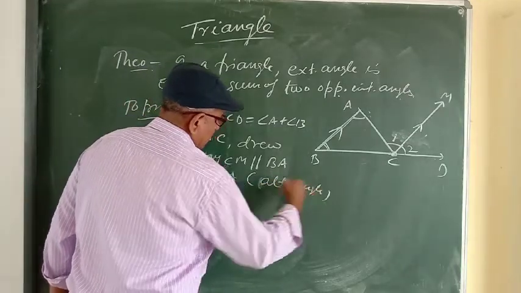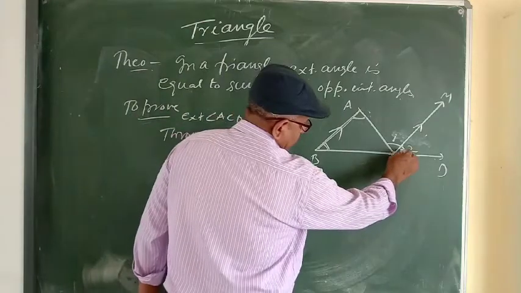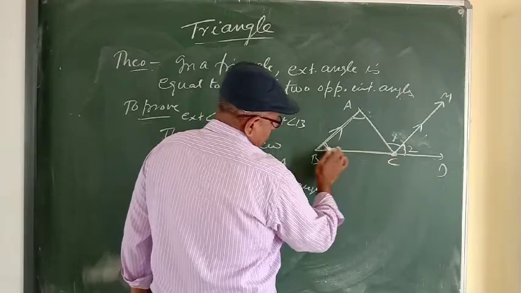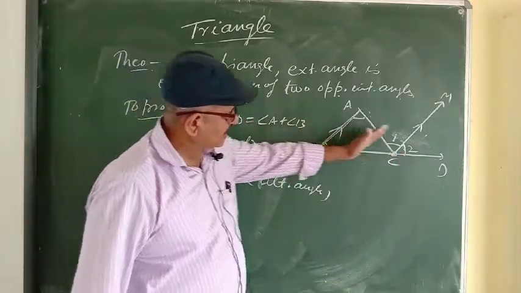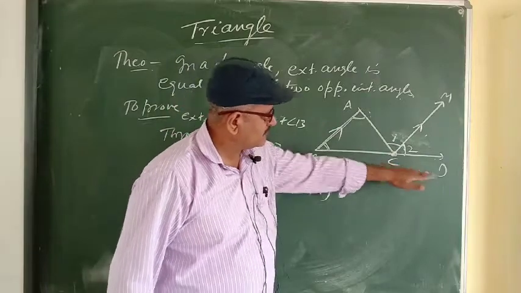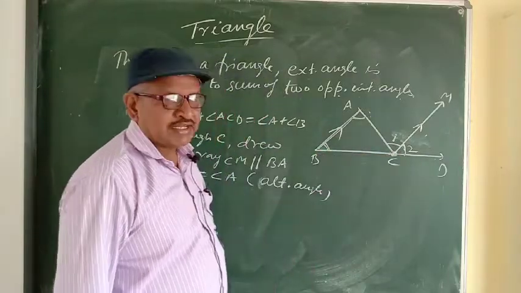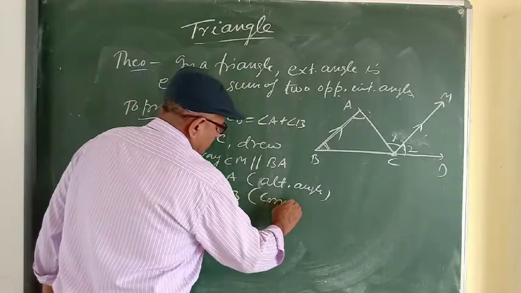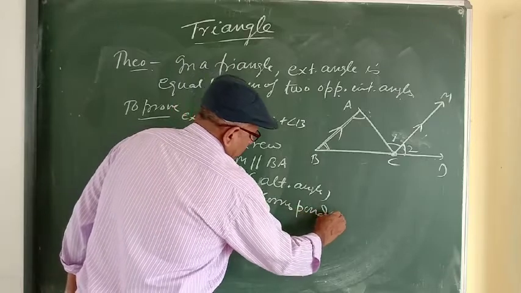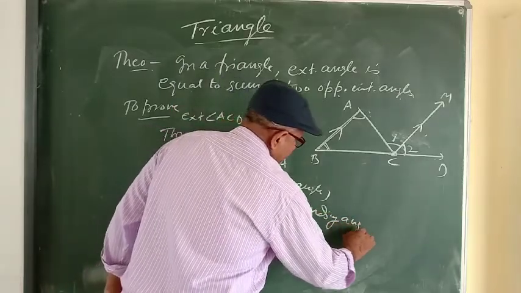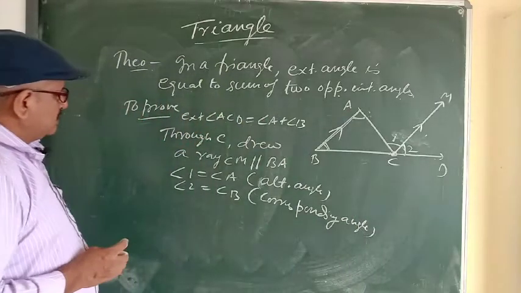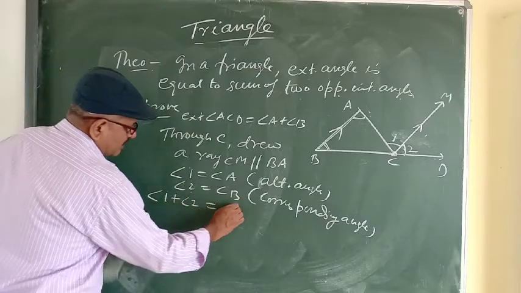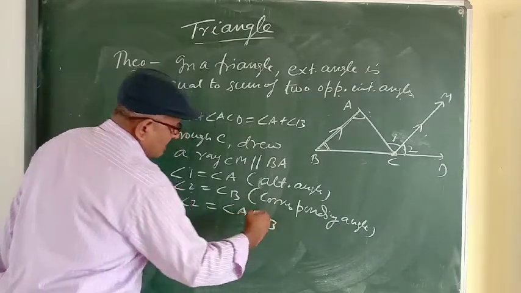And angle 2 and angle B are both equal. These two lines are parallel and BD is the transversal. So angle B and angle 2 are equal, corresponding angles. Angle 2 is equal to angle B, corresponding angle. Adding both, angle 1 plus angle 2 will be equal to angle A plus angle B.